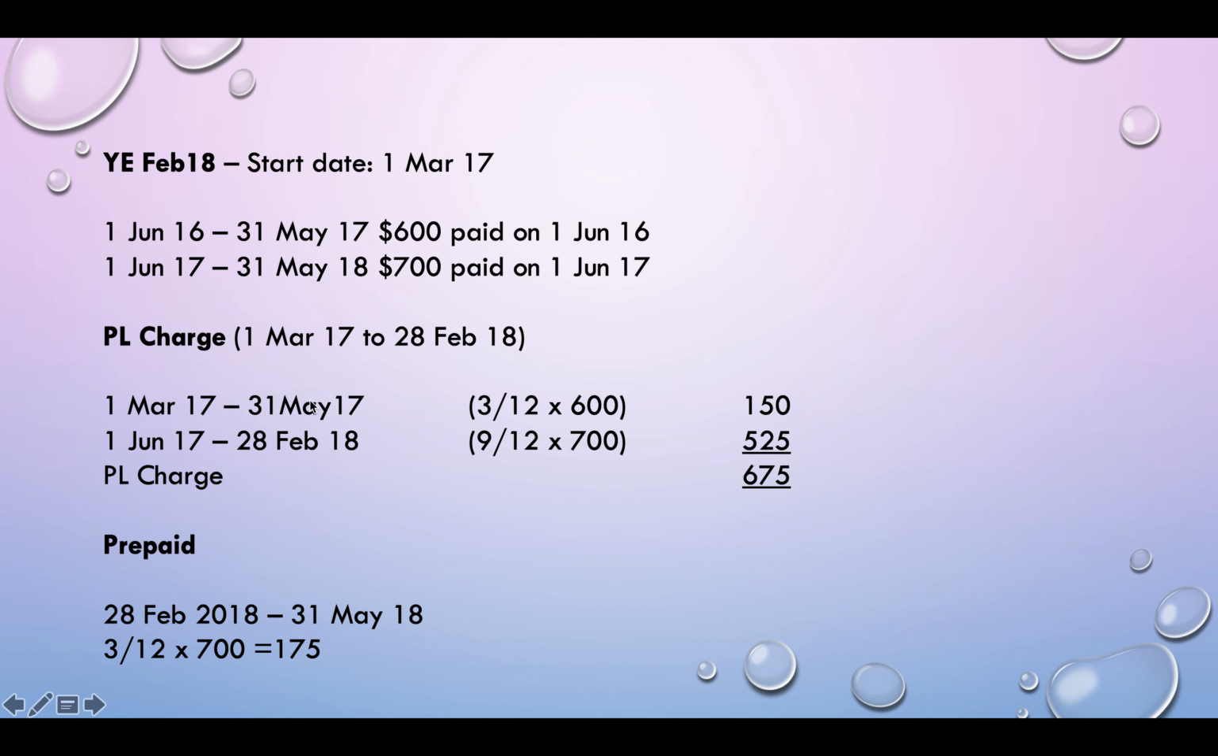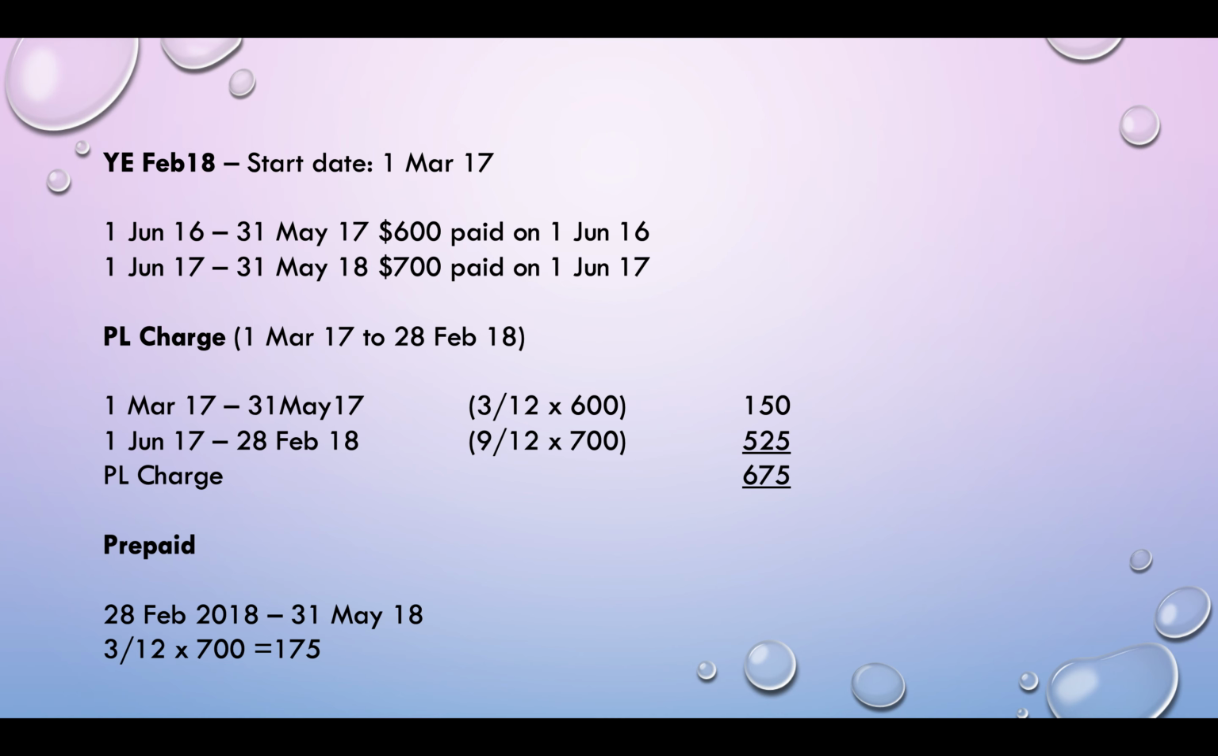You then carry on, so the next day after this date is the 1st of June 17 till the year end, February 18. Then it is worth 9 months times the new amount, 700. The P&L charge will then be the total of these two figures.